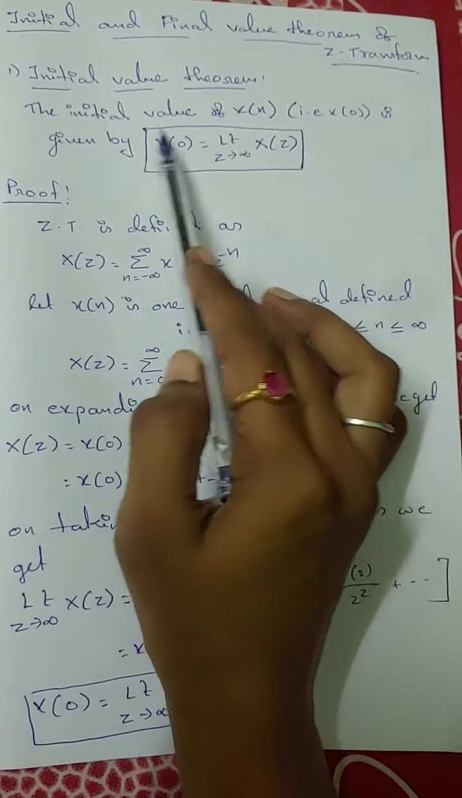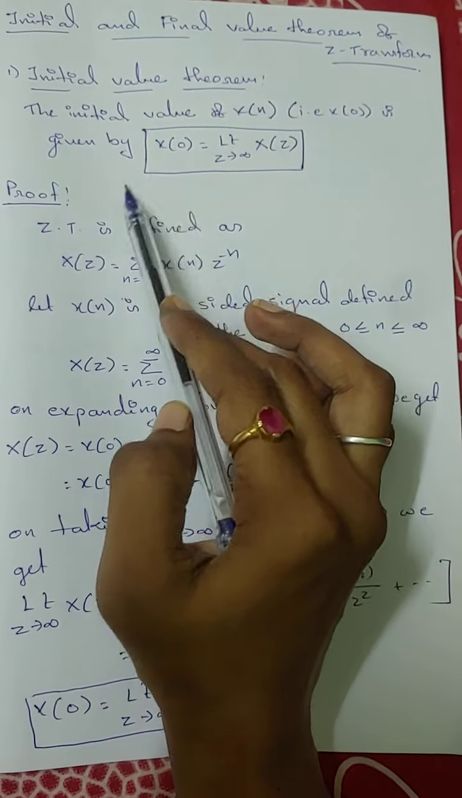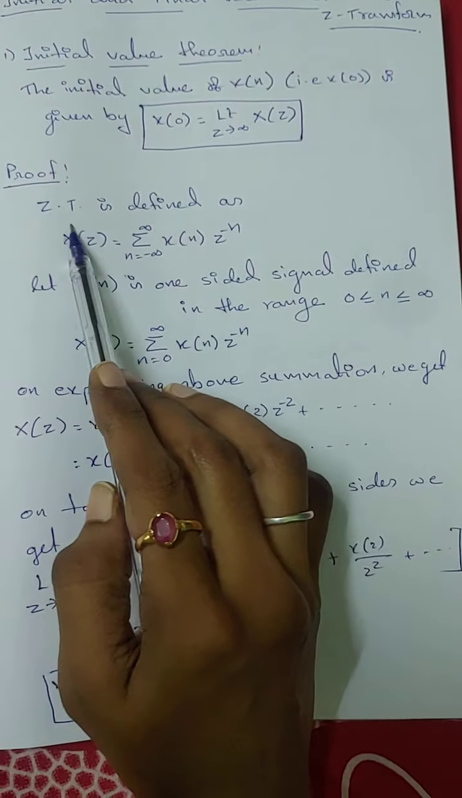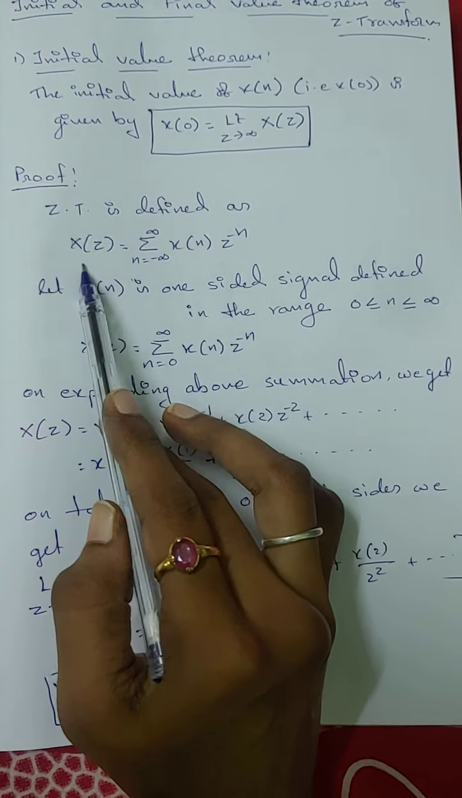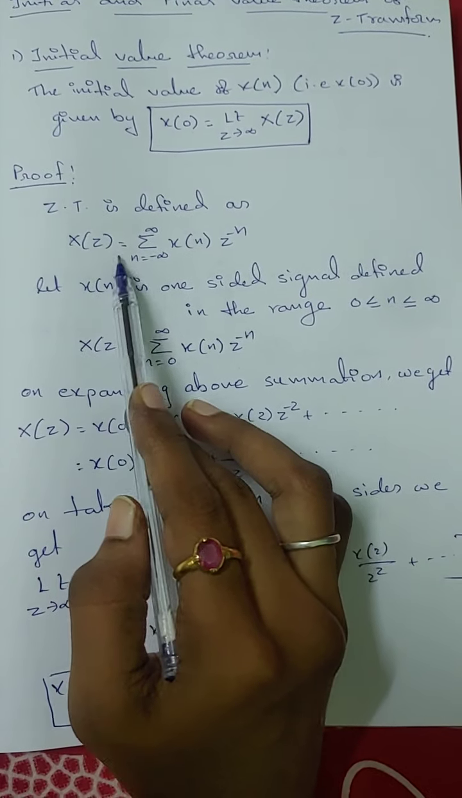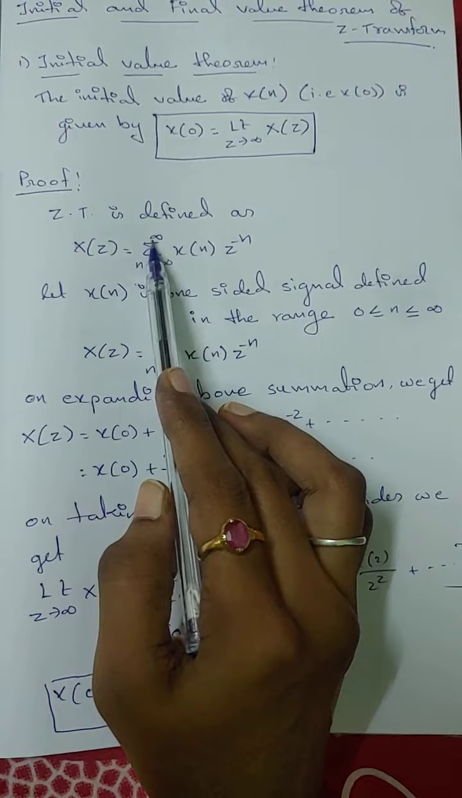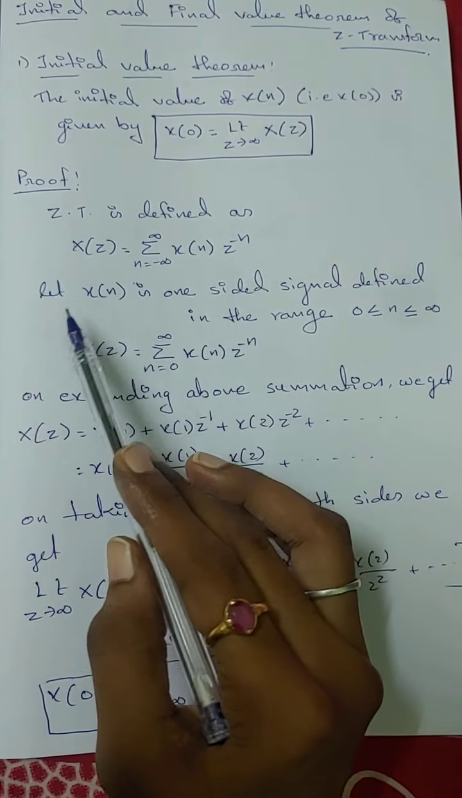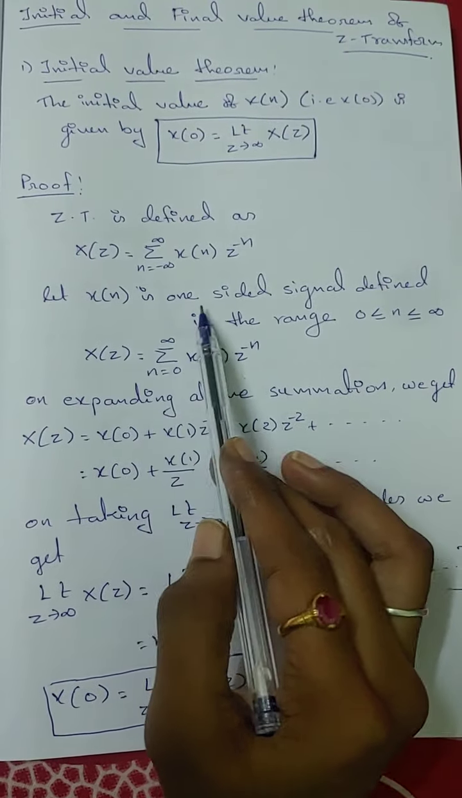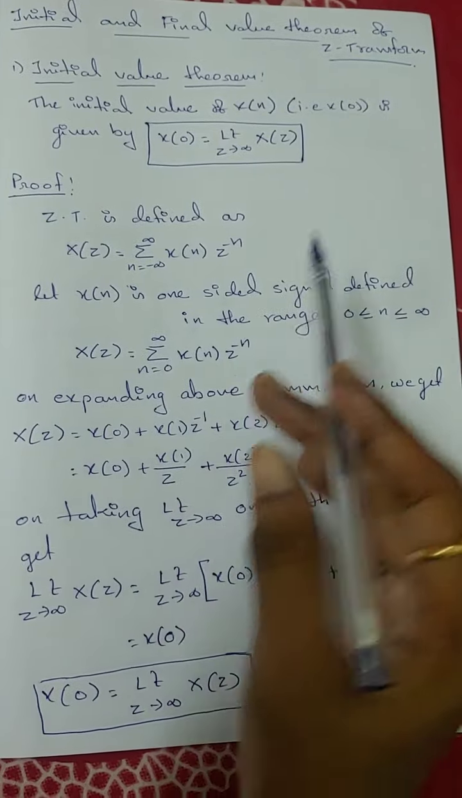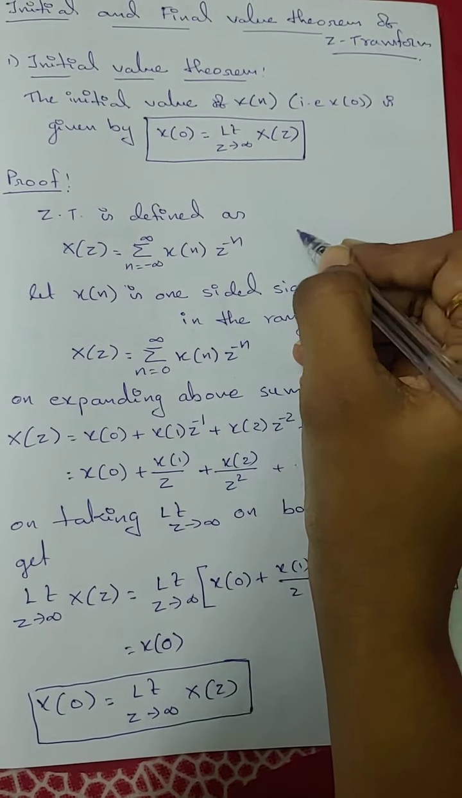So we have to prove how to get this statement. First of all, take the Z transform equation. We already know X of z is equal to summation n is equal to minus infinity to infinity x of n z power minus n. Here x of n is a one-sided signal. So we know the limits.